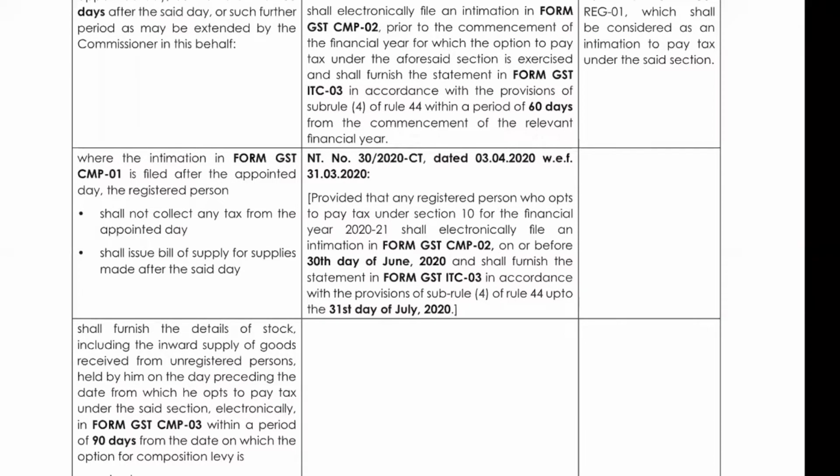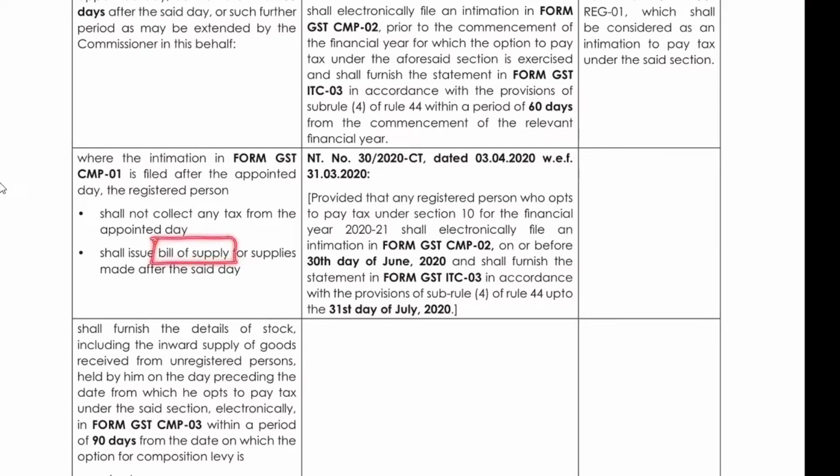Okay, so there are two things which I think you might know. If not, you should know. Bill of supply is what? Bill of supply is also a kind of invoice only, and it is an invoice which a seller issues to the customer. Bill of supply is a kind of invoice in which taxes are not charged.